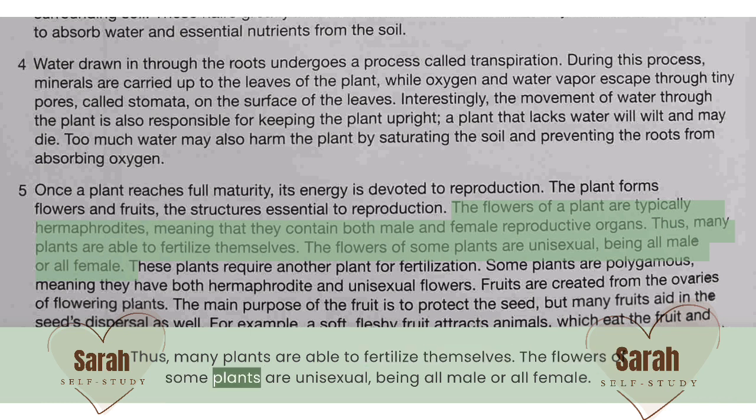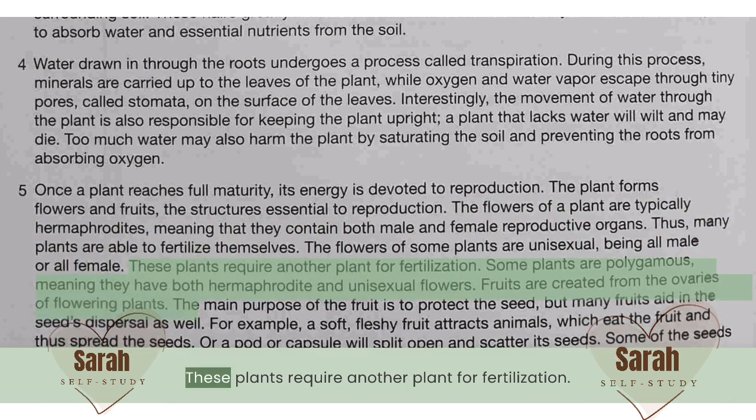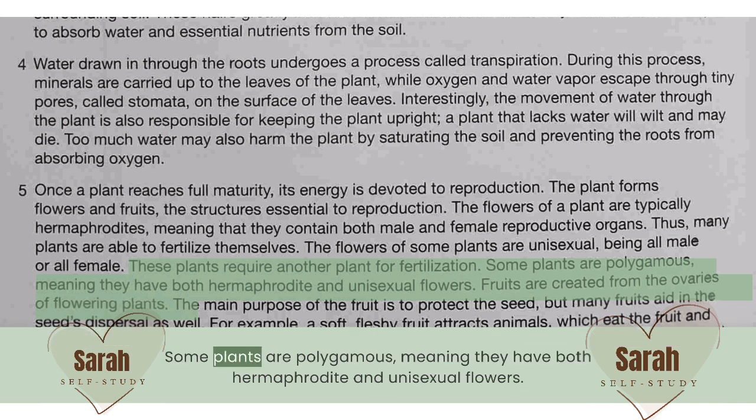The flowers of some plants are unisexual, being all male or all female. These plants require another plant for fertilization. Some plants are polygamous, meaning they have both hermaphrodite and unisexual flowers.